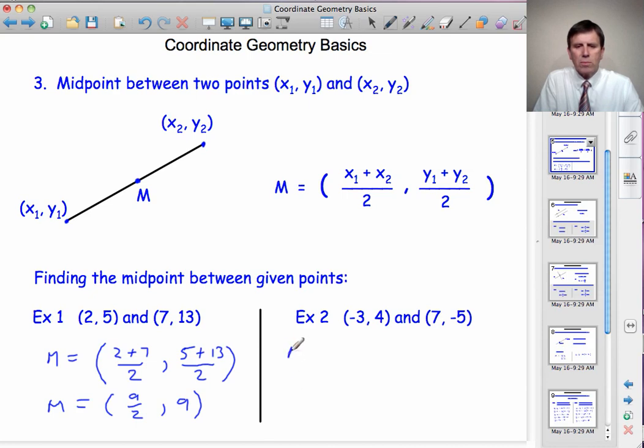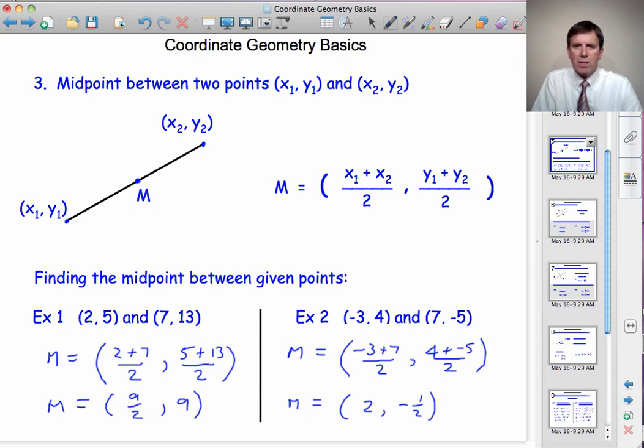Second example, m is the average of minus 3 and 7 for the x-coordinate. So let's add them together and half them. Minus 3 plus 7 divided by 2. And 4 add minus 5 divided by 2. Simplifying that, m is minus 3 plus 7 is 4. 4 divided by 2 is 2, so the x-coordinate is 2. 4 add minus 5 is 4 minus 5, which is minus 1. And minus 1 divided by 2 is minus a half. So the midpoint of those 2 points is 2, minus a half.